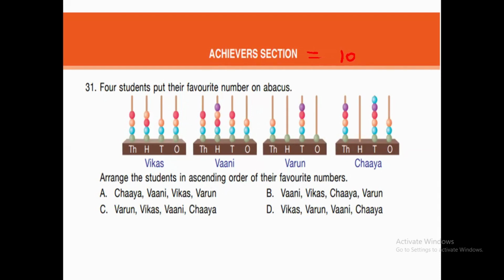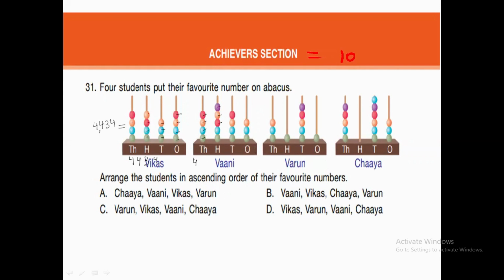Let's see. Vikas's number is 1, 2, 3, 4. At the 1000 place it will be 4. At the 100 place it will be 1, 2, 3, 4 again. At the tens place it will be 1, 2, 3. And at the ones place it will be 1, 2, 3, 4. So Vikas's number should be 4434. Now let's move to Vani's. So it will be 1, 2, 3, 4.